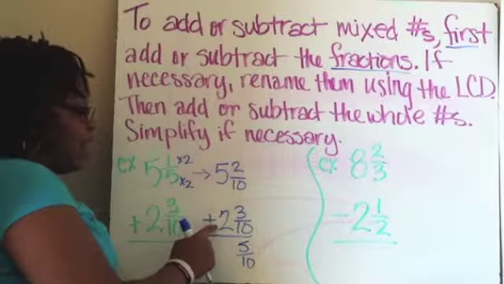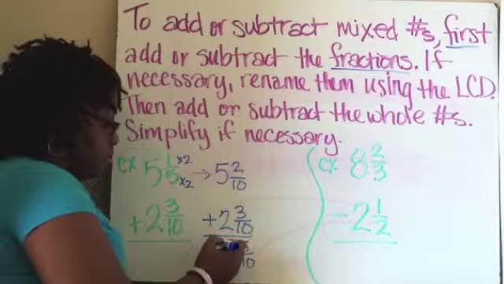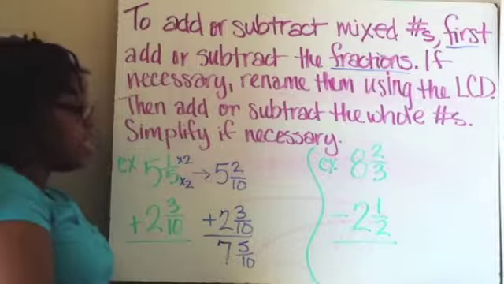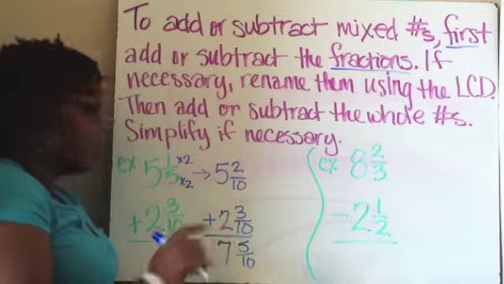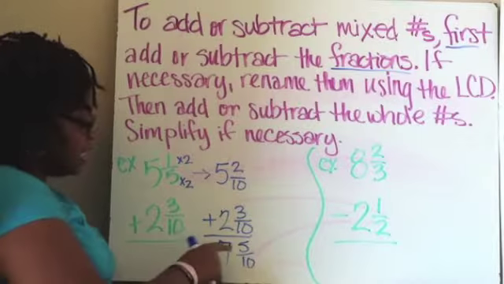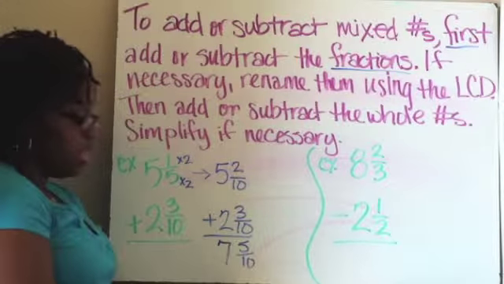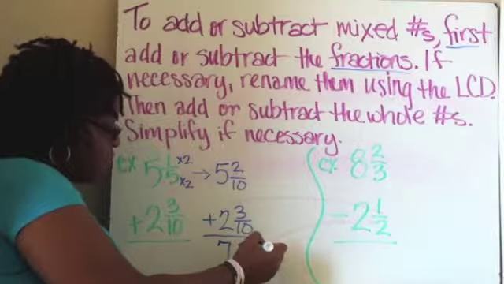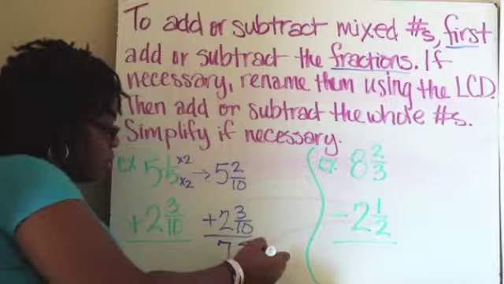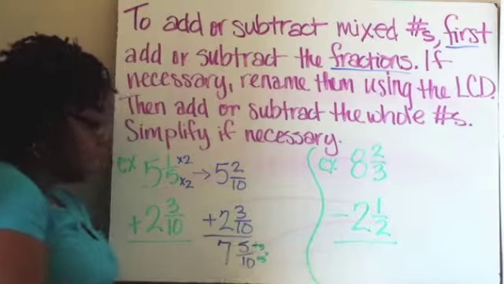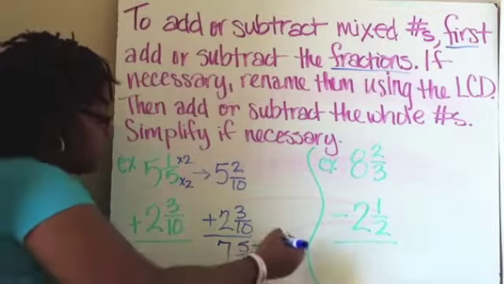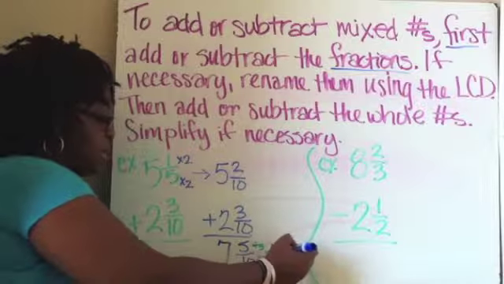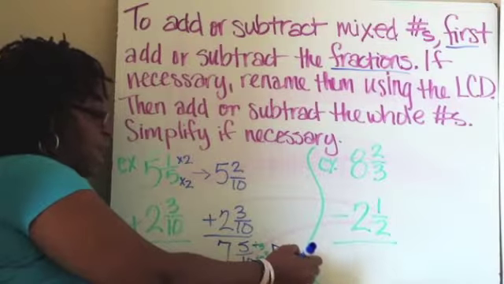Now I can add my whole numbers. 5 plus 2 is 7. And remember, our last step, anytime we're dealing with fractions, is always to simplify as necessary. I know that on 5/10, both of those have a common factor of 5 that I can divide out. So I'm going to divide both the numerator and the denominator by 5. And so that gives me my answer in simplest form is 7 1/2.